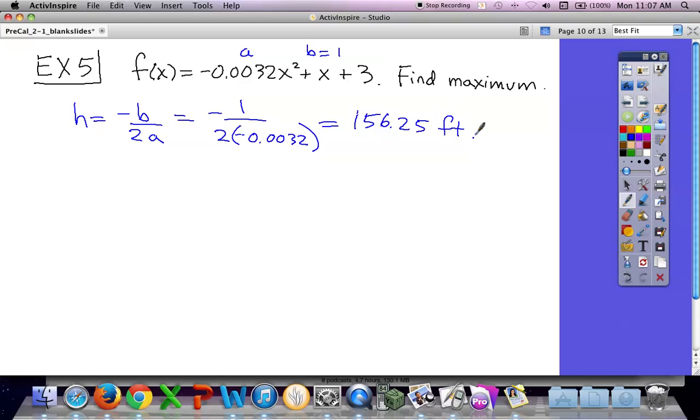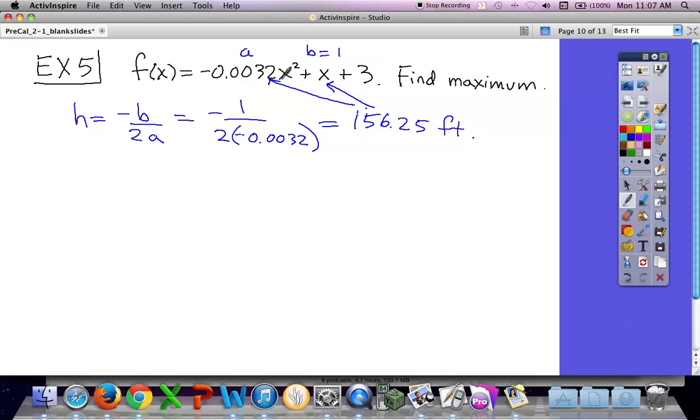Okay. Is that the maximum height of the ball? No, because remember that the x is telling us the distance from home plate. h is just one of the coordinates of the vertex. So this is an x value. That's a distance from home plate. How do we find the height of the ball at that distance? Plug this in place of x there and there.